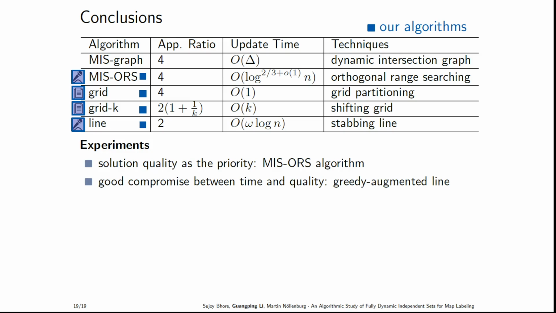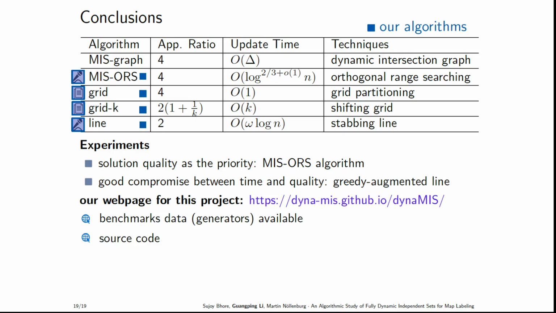And in the experiment part, we showed plots of Gaussian models. And from the algorithm behavior on different benchmarks, our main observations are quite similar. So if the solution quality is a priority, then the MIS-OIS algorithm is the method of choice. It provides the best solution and it's quite scalable. And the greedy variant of the algorithm line makes a well-balanced compromise between time and solution quality. Our benchmark generators and source code are available on this webpage.